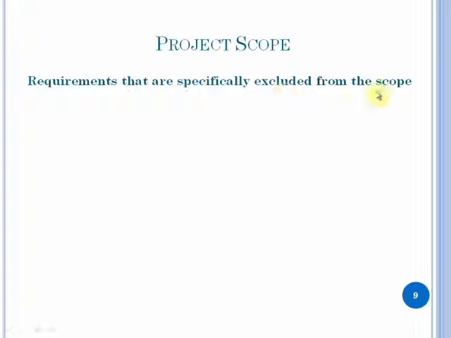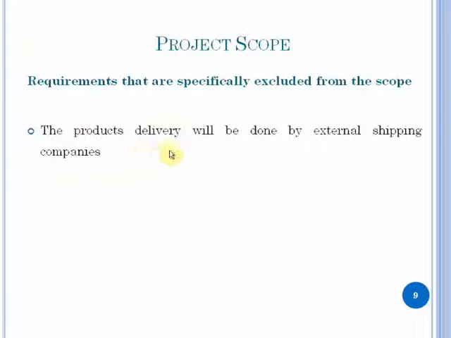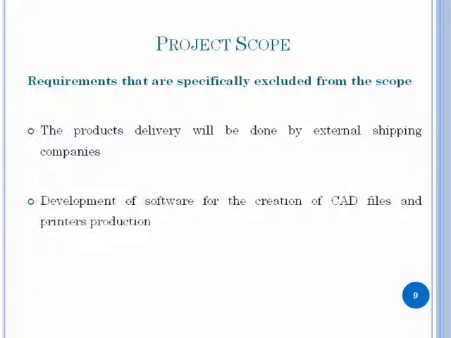Requirements that are specifically excluded from the scope are these. The products delivered will be done by external shipping companies. TDprint will not deliver the products, but will make contracts with companies like FedEx or UPS. The development of software for the creation of CAD files: we won't develop any computer-aided design software. The clients will have to use their own software. And new technology will not be developed. There might be investment in new technology if necessary, but there won't be a development team for new technology.